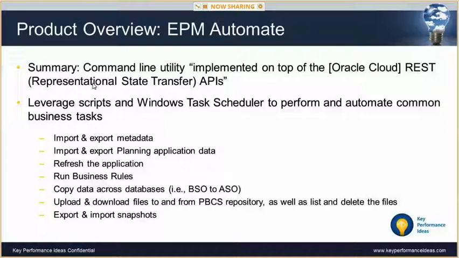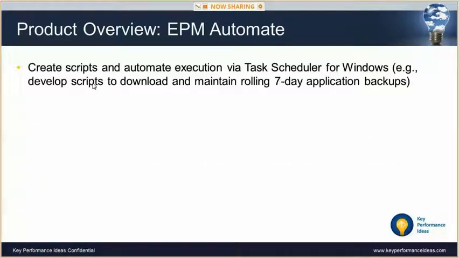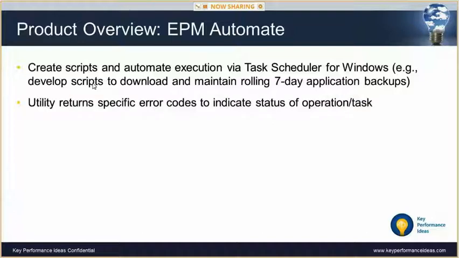One would use the Task Scheduler if they want to maybe do something lights out. And these tasks include importing and exporting metadata, importing and exporting planning application data, refreshing the application, running various different types of business rules, copying data across cubes, uploading and downloading files, and maybe snapshots or backups. You can create scripts and automate the execution through Task Scheduler for Windows, maybe, for example, to maintain rolling 7-day application backups.